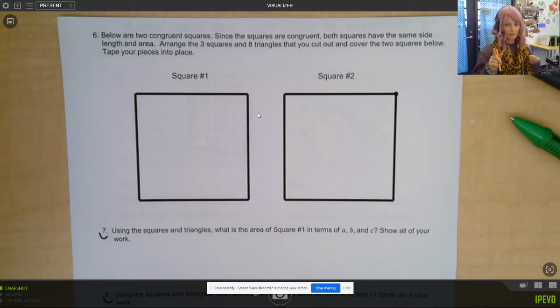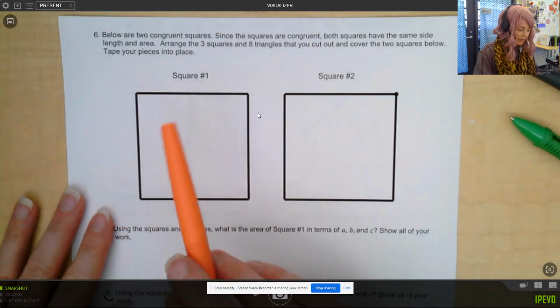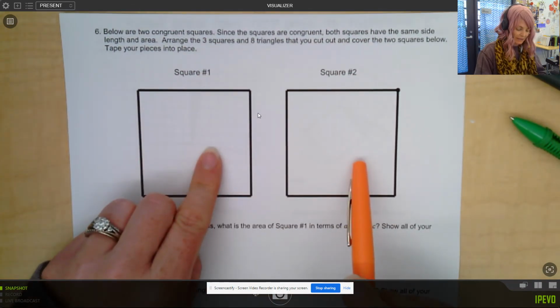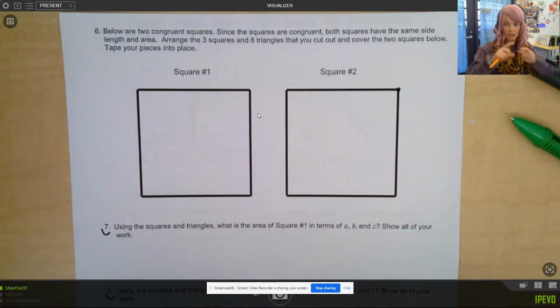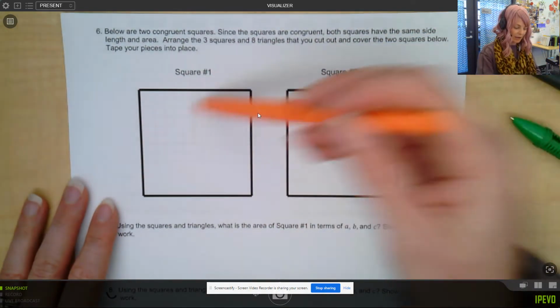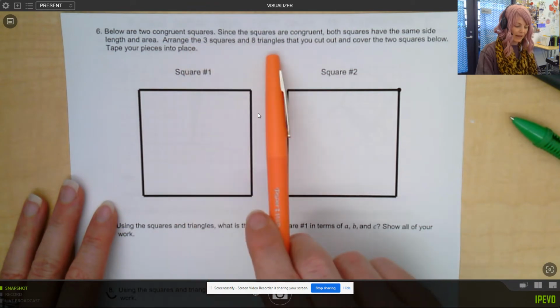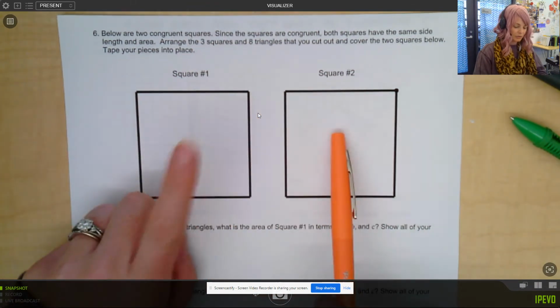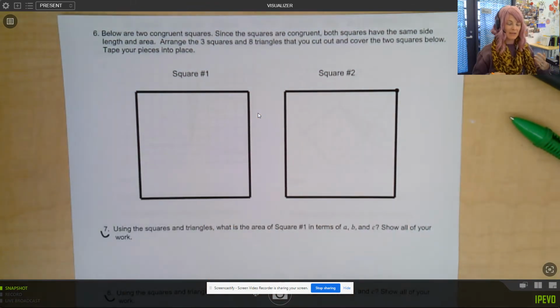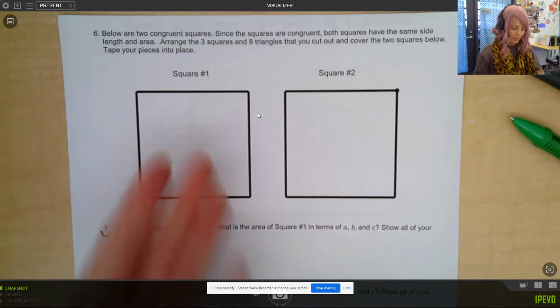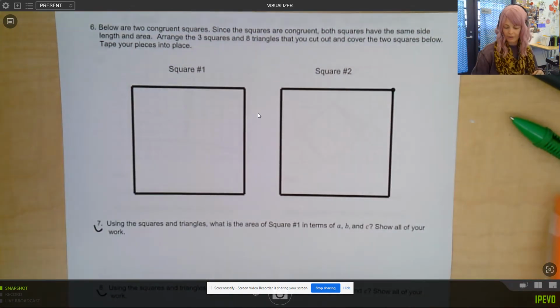Be careful. Were you careful? So now we have these 2 squares that are congruent. And since the squares are congruent, like cookie cutters, they have the same side length and the same area. So we want to arrange the 3 squares and 8 triangles to cover the 2 squares below. So maybe some of the squares will be in square 1, some will be in square 2, and some of the triangles will be in each of them.